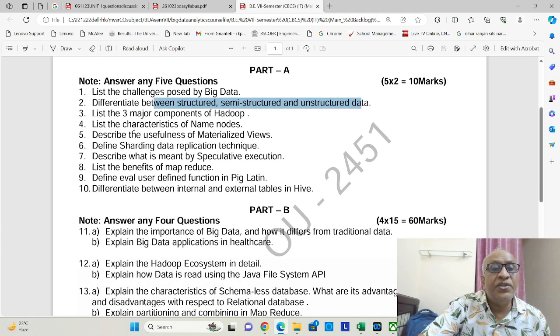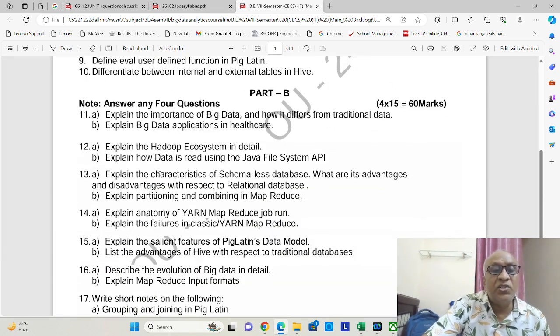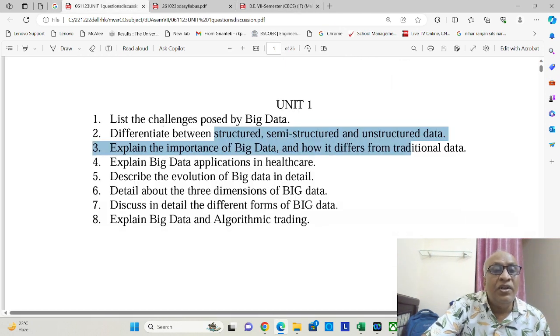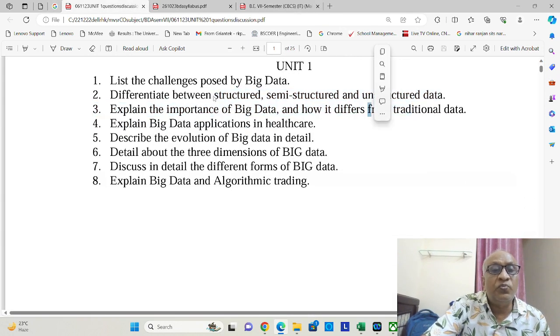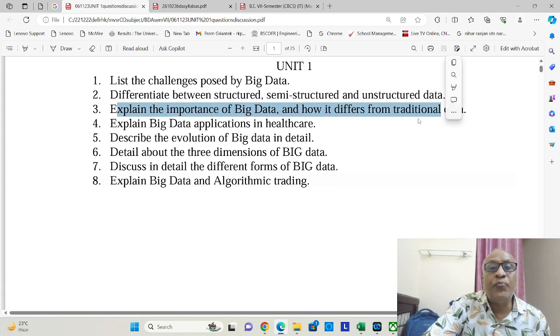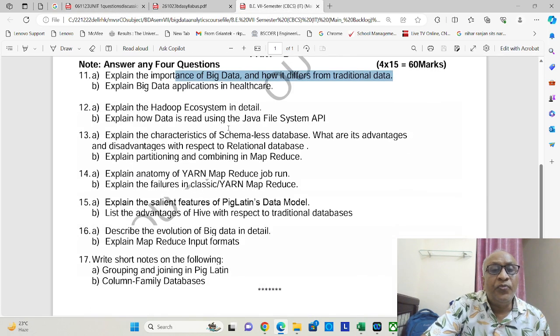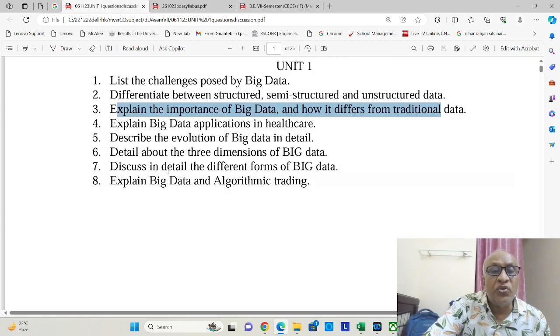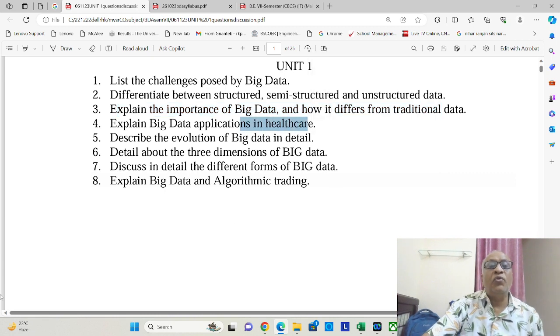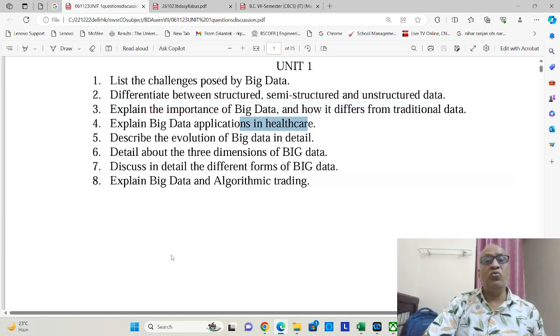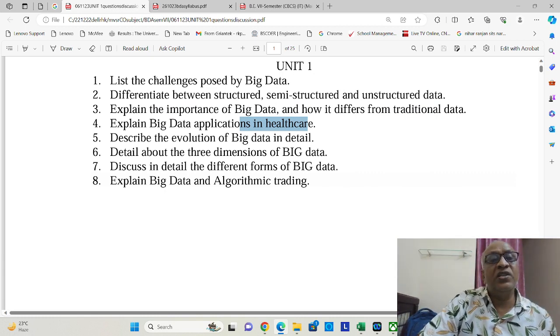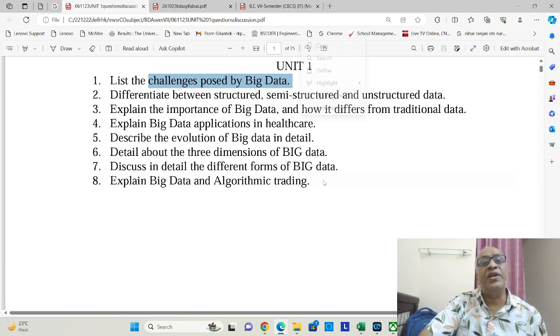Then what are the three major components of Hadoop will be coming later. Let us look here. What is the importance of big data? How it differs from traditional data? We have that question also in this question bank. Then explain big data applications in healthcare. That question also is there. So what we will do is we'll try to do a walkthrough of what answers are to be written for these questions in the semester end examination.